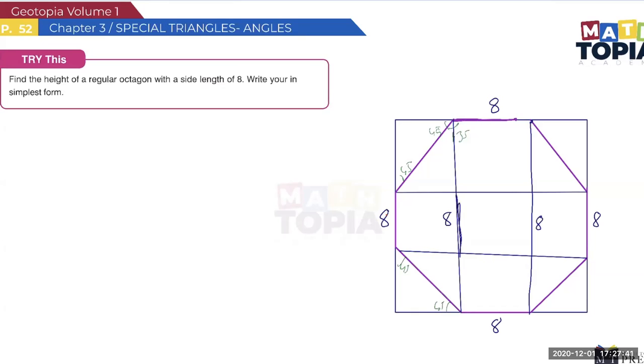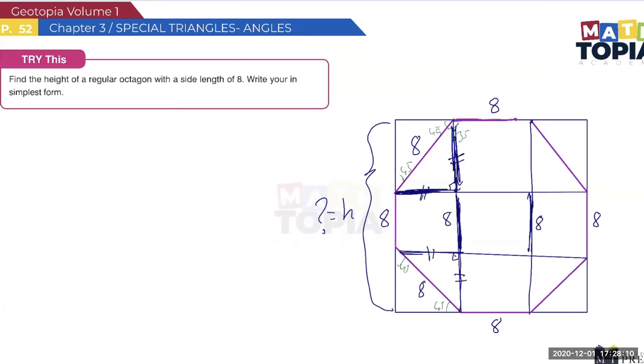But I really don't know this part. To find the height, I need to figure out this part. Let's see. How do I find this part? Oh, this is 8, yes. It looks like a 45. Is it a 45, 45, 90 triangle? Yes, both this part, right? This corner. Yeah, that makes a rectangle.